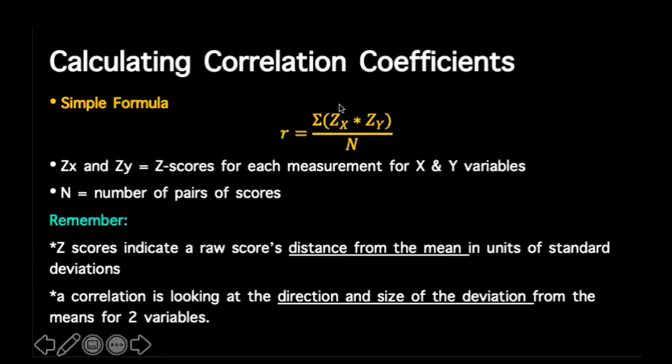Basically what we do is, remember, the slope is the change in y over the change in x. We're looking at what is the distance of y from the mean and what is the distance of x from the mean. We take all of the data pairs, and we do this for every single one of them, and then add those products together and divide by the number of pairs of scores, which ends up being however many subjects we've collected. So a correlation is looking at the direction and size of deviation from the means for two variables. This is how z-scores relate to correlations.